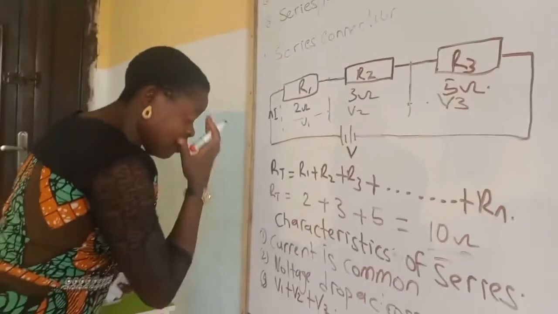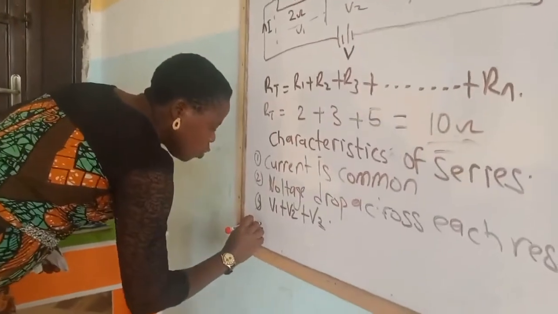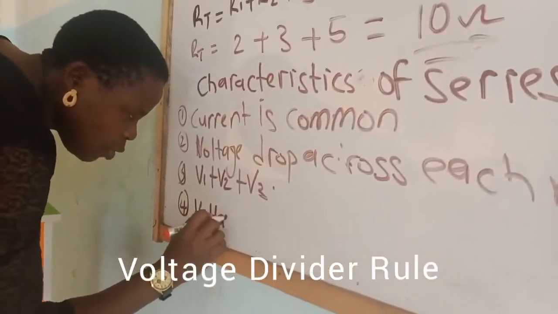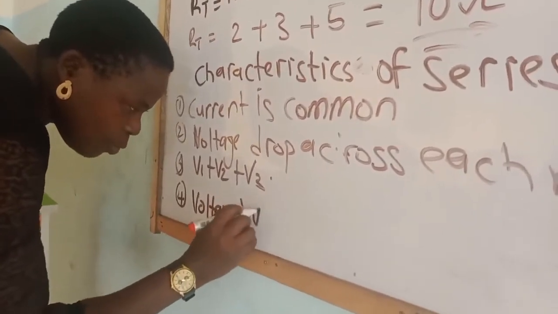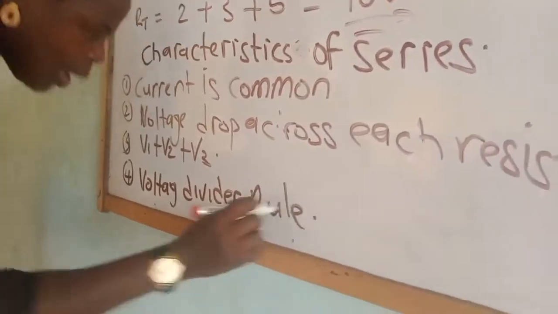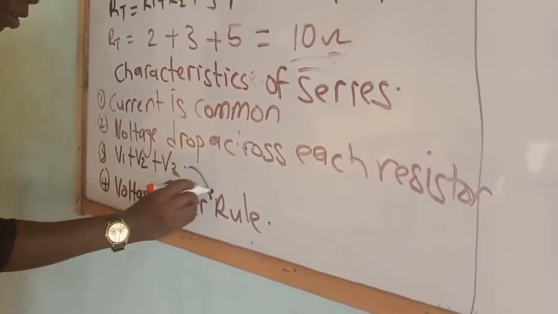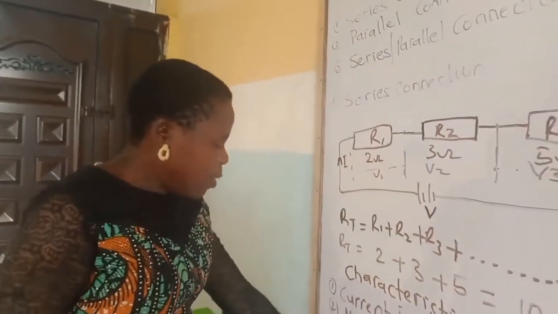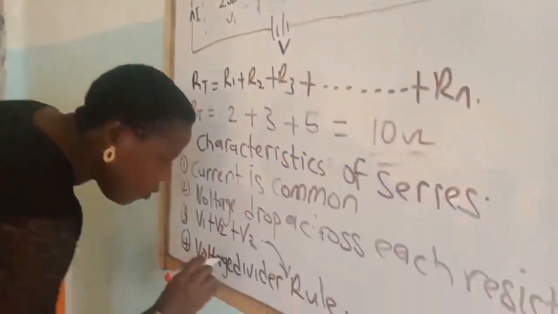And in a series circuit, you will use what we call the voltage divider rule. We apply the voltage divider rule, and that is what this means. Because the voltage will be divided, that's what I mean by voltage divider rule.